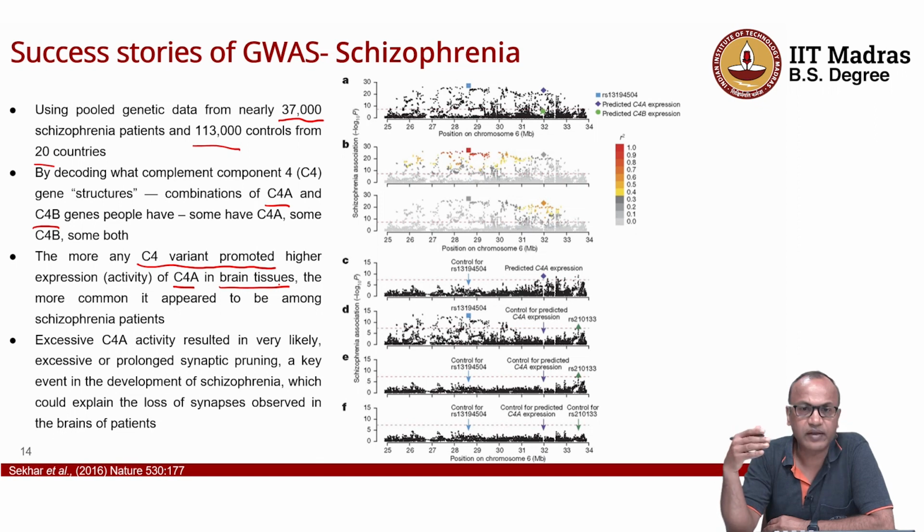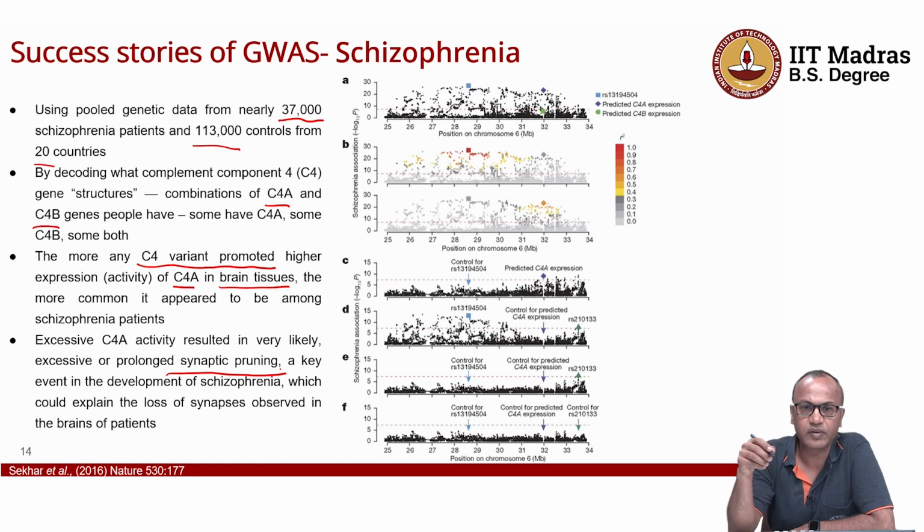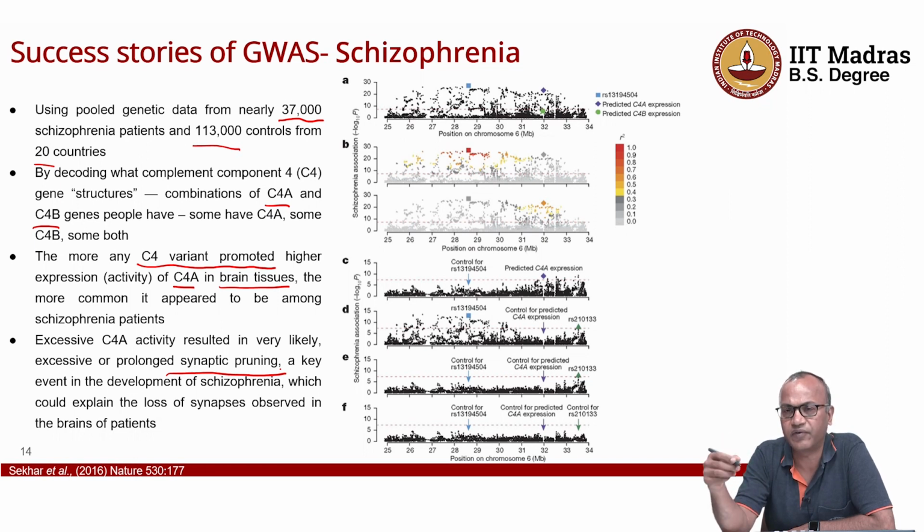And therefore, excessive activity of C4A gene led to a particular process called synaptic pruning, and this was independently shown to be involved in loss of synapse that is observed in the brains of the schizophrenic patients. So, as you can see, GWAS studies were able to pinpoint a very relevant gene functionally involved in neuronal development or neuronal synaptic plasticity, and therefore, because of its change in expression due to certain variants identified in schizophrenic patients, there was now a molecular basis of it.